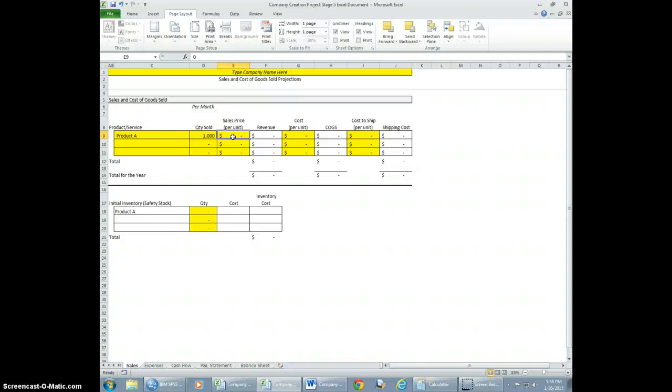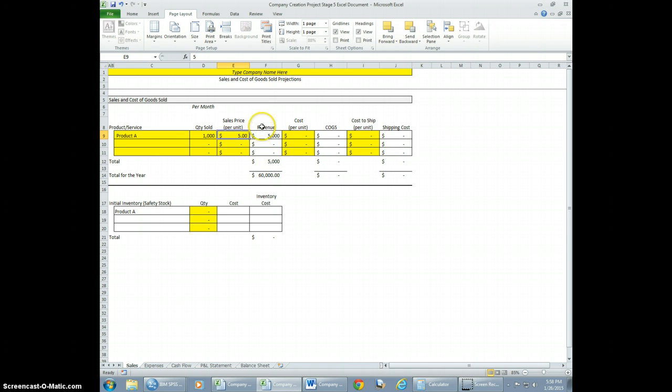Again, you want to have some reasoning behind this. Perhaps things that you've drawn from your prior stage before you just pick an arbitrary number. But for the sake of this demonstration, I'm going to just say that my product costs $5, so I'm going to type $5 in here.